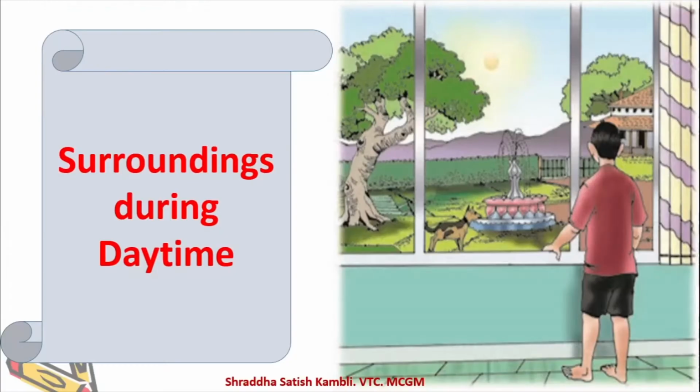Let us start with a very important thing that we see. Every day we go to sleep at night, and then when we get up in the morning, we see the sun out in the sky. And we call this daytime. What do you call it? We call it daytime. Now during the daytime we can see so many things around us clearly.